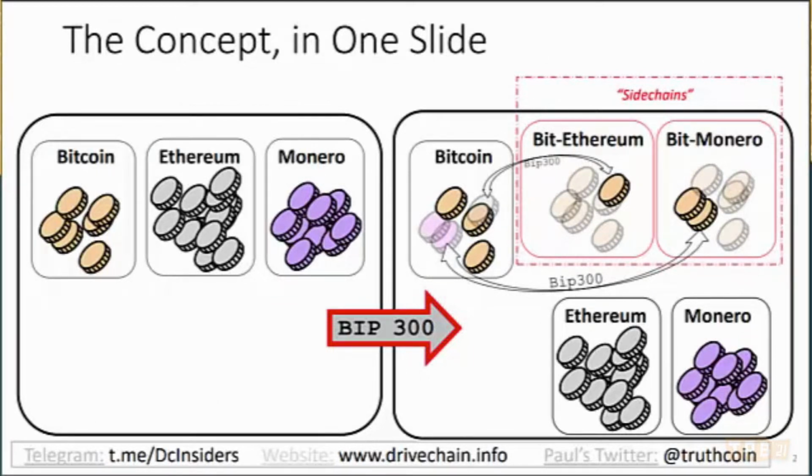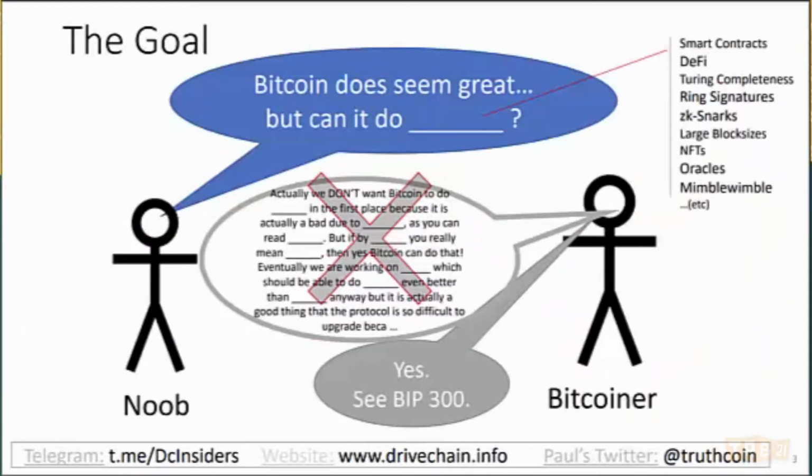We've copied Ethereum and Monero into our own projects that respect the 21 million coin limit of BTC. So there's no inflation, there's no extra coin. So the ideal thing is that with BIP 300, if some annoying person asks, sure, Bitcoin seems great, but can it do whatever stupid thing, smart contracts, DeFi, whatever, you just say, yes, it can do that, and then you don't have to talk to them anymore.